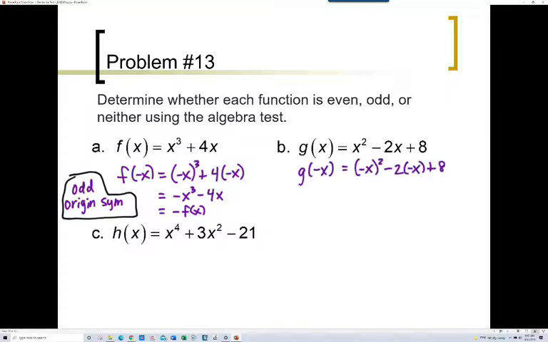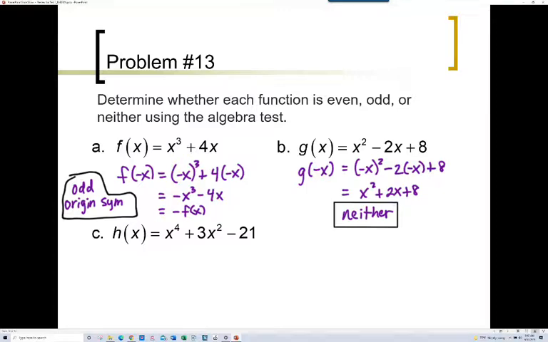We'll plug in minus x for x. Notice you're going to get x squared plus 2x plus 8 when you simplify that. That is not the same as what we started with. And in fact, it's not the opposite either. Notice only the 2x changes sign. And so this is the case where we would say neither. It's not odd and it's not even. And we don't have any of these special symmetries.